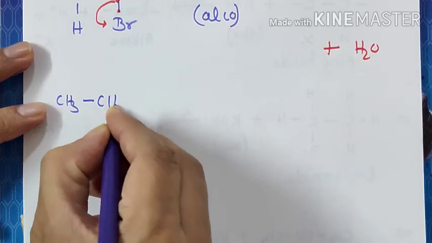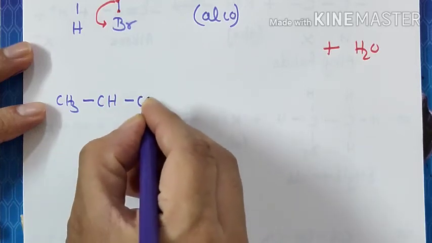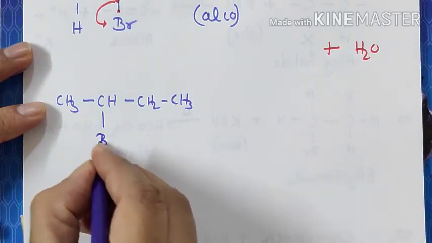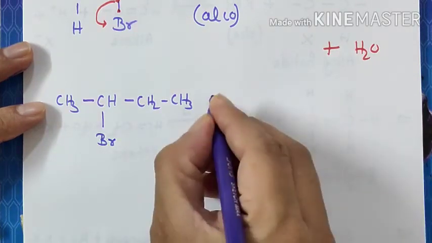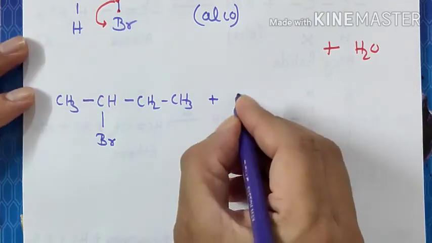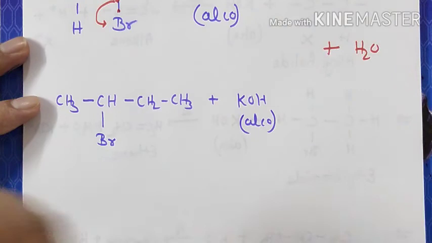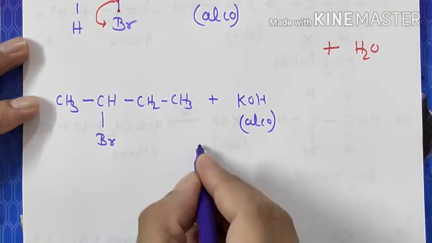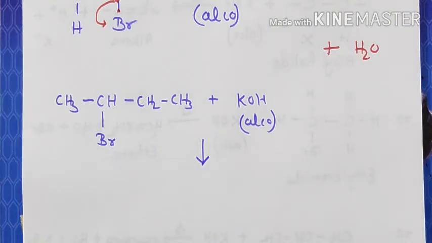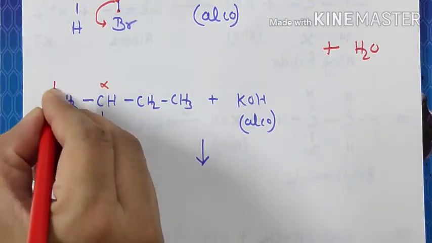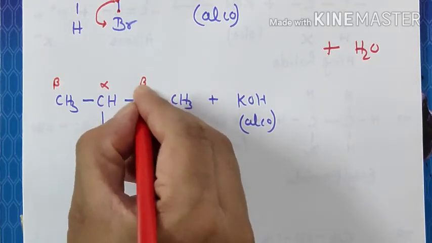CH3 CH CH2 CH3. Okay, now treat this again with alcoholic KOH. Just think of the product, student. Here, let's understand, we have an alpha carbon, and this one is a beta hydrogen, this one is a beta hydrogen.